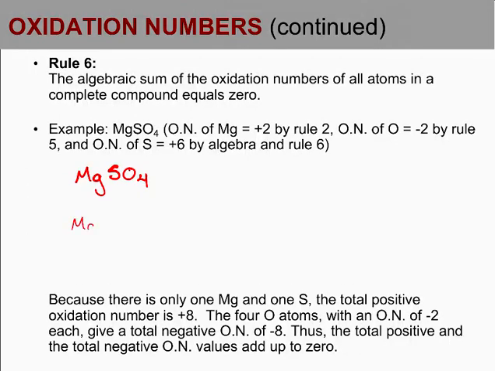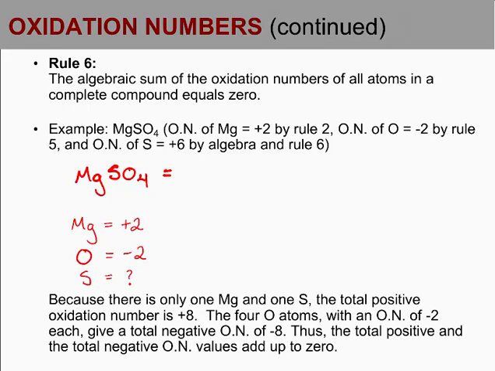So magnesium will have a value of +2. We also saw that oxygen will always have a value of -2 in terms of oxidation number. But what about sulfur? We didn't really see any rules about sulfur. So we're going to have to determine the oxidation number of sulfur using a little bit of math here.